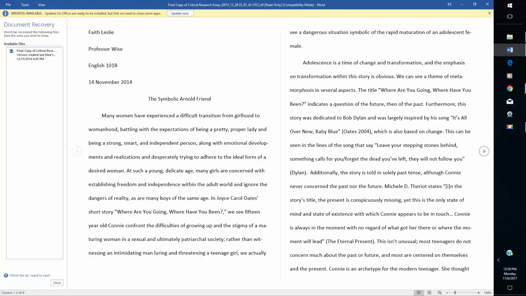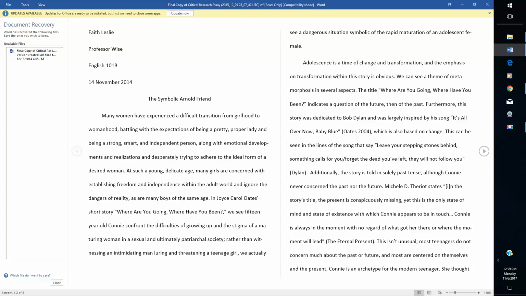This is on that really eerie story by Joyce Carol Oates, Where Have You Going? Where Are You Going? Where Have You Been? And it takes a very firm stand. Notice the thesis by the time we get to the end of the first paragraph. Rather than witnessing an intimidating man luring and threatening a teenage girl, we actually see a dangerous situation symbolic of the rapid maturation of an adolescent female.